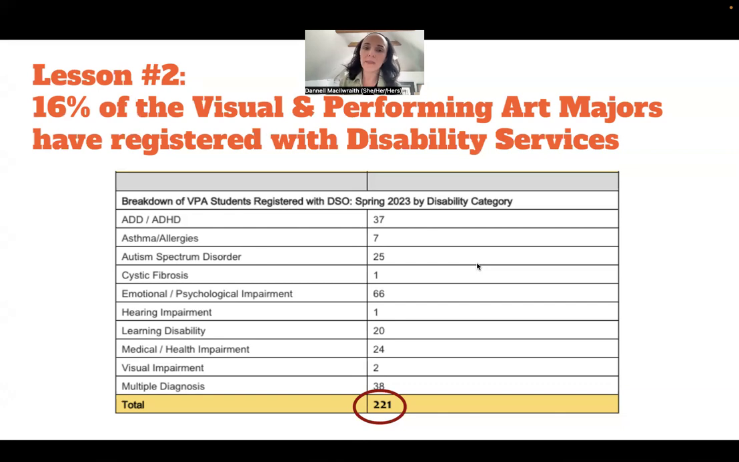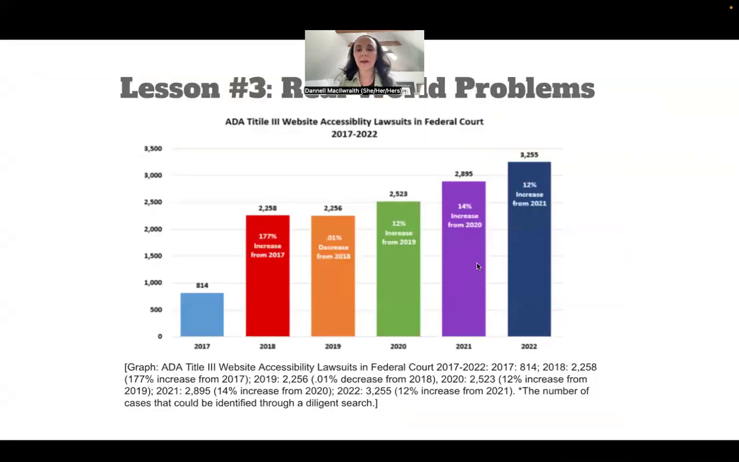I also looked at what these disabilities were, and I found that many of them were psychological, meaning anxiety, depression, learning disabilities. Lesson 3 that I learned is real world problems. This does translate into the real world. The ADA Title III website accessibility lawsuits are on a complete uptick since 2017.